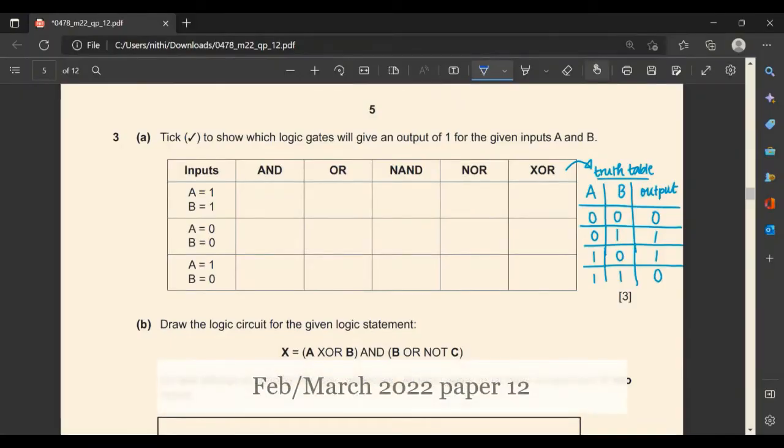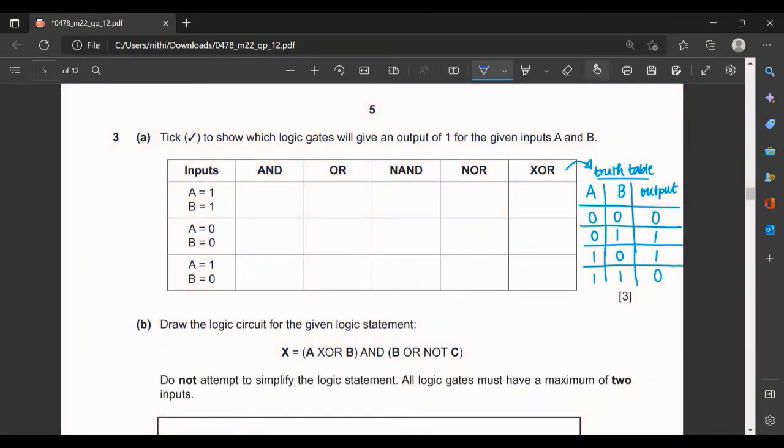This question is from Feb March 2022, paper 1 2. Here they've given us a set of inputs and asked us to tick the boxes wherever the output would be 1. To make it simpler, let's tackle this question column wise. First we have the AND gate. As we know, both inputs have to be 1 for the output to be 1. So only the top box gets ticked.